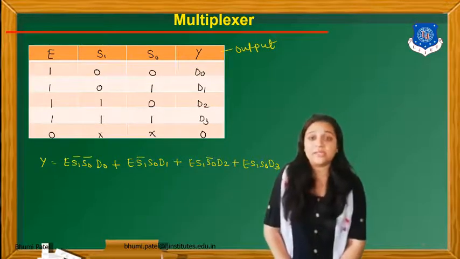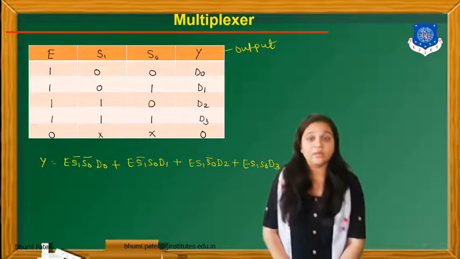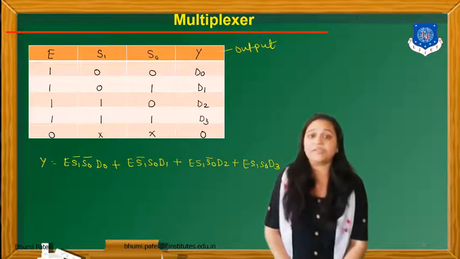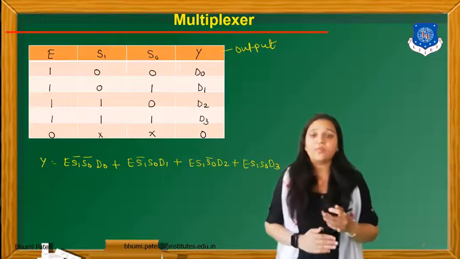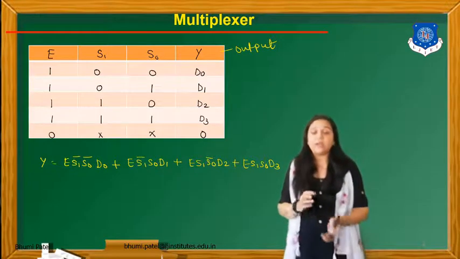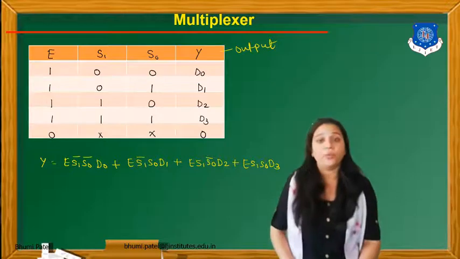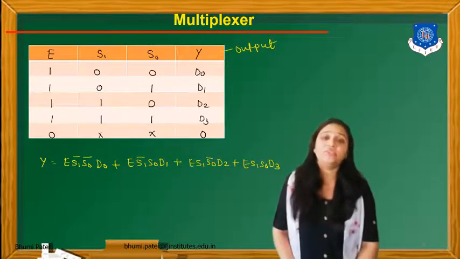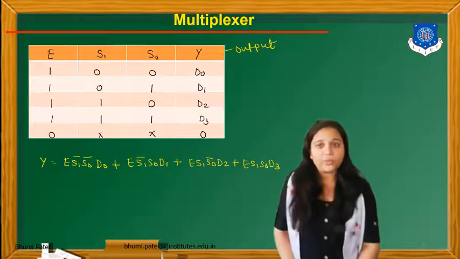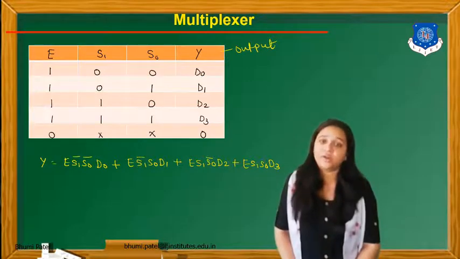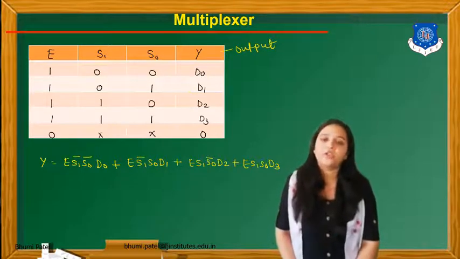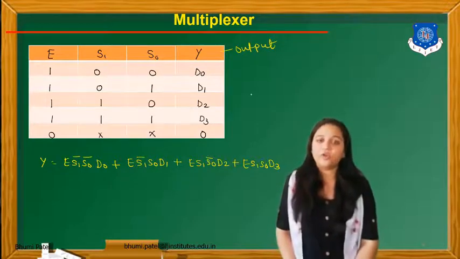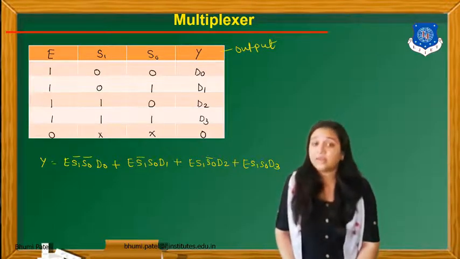Here you can see that whenever the enable is 1, then we decide the condition for the selection lines. Here 2 selection lines are there, so we have 4 possibilities: 0 0, 0 1, 1 0 and 1 1, and depending upon the selection lines we get the output. If both selection lines are low, we get the D0 output. If S1 is 0 and S0 is 1, we get D1. For 1 0 we get D2, and for 1 1 we get D3.